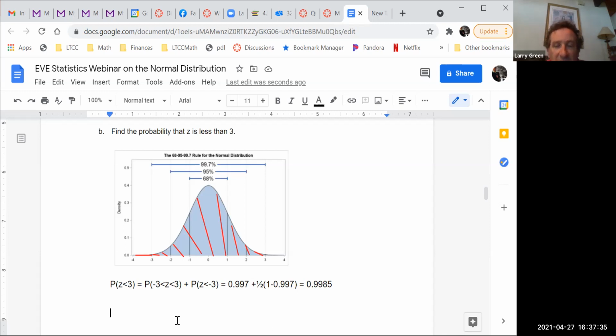Then we're using the symmetry of the normal distribution. That says the left and right are the same. So if you know the left and right combined, you divide by 2 to get just the left.